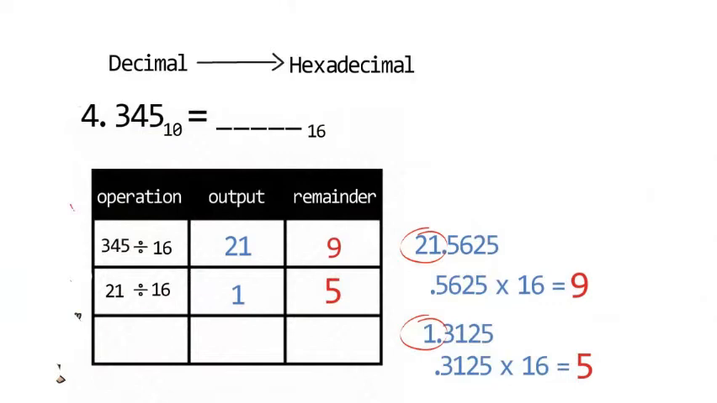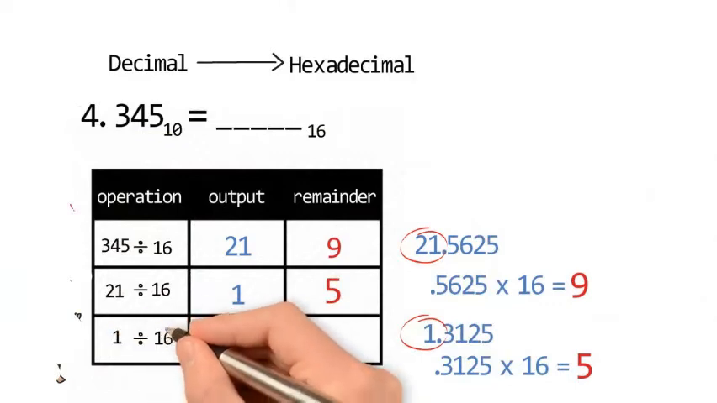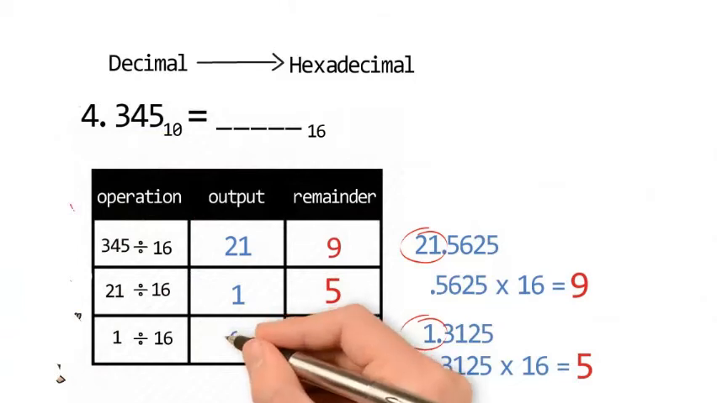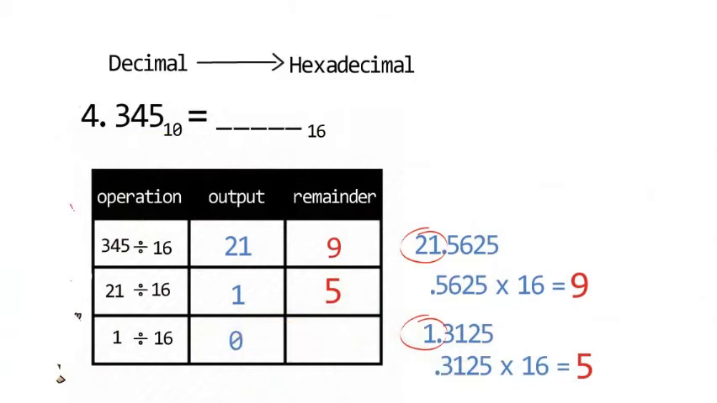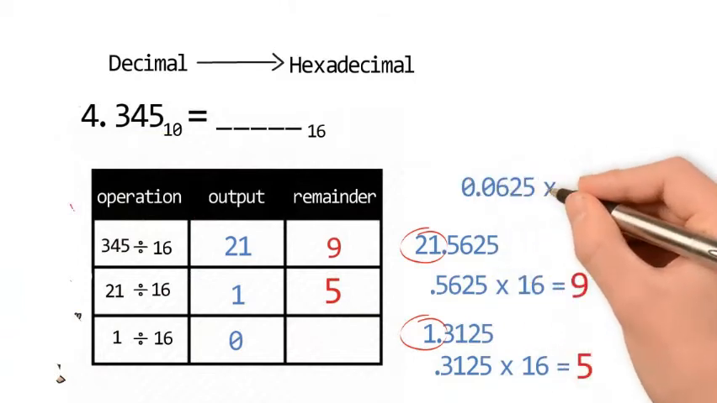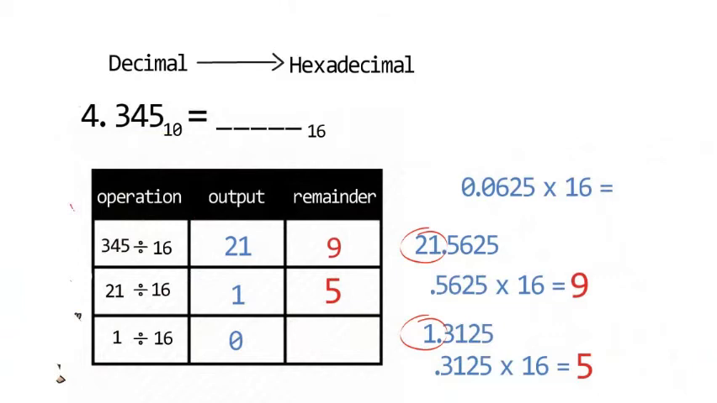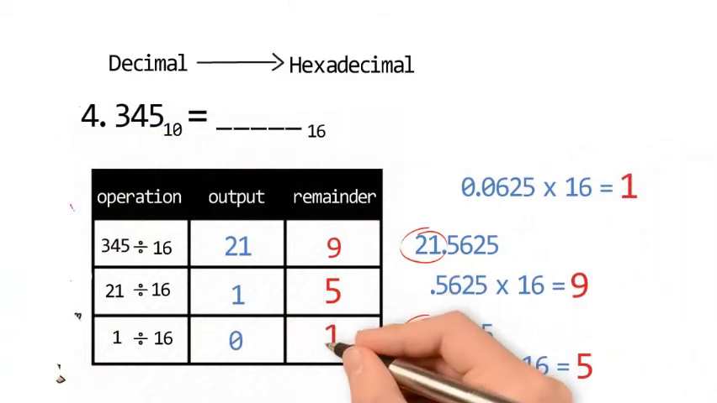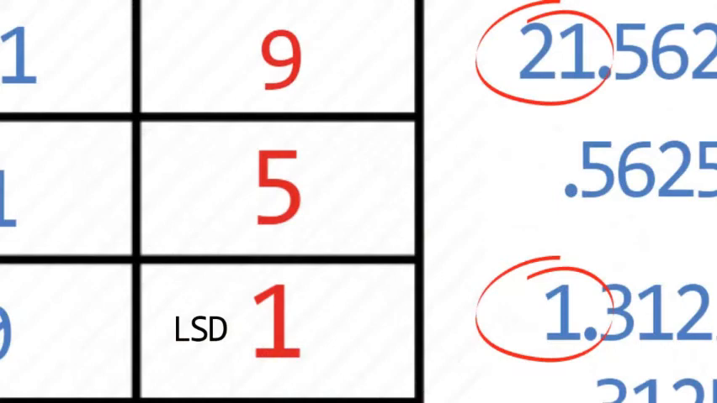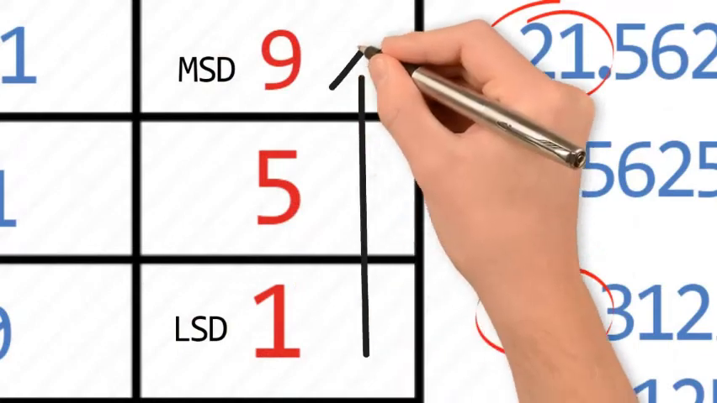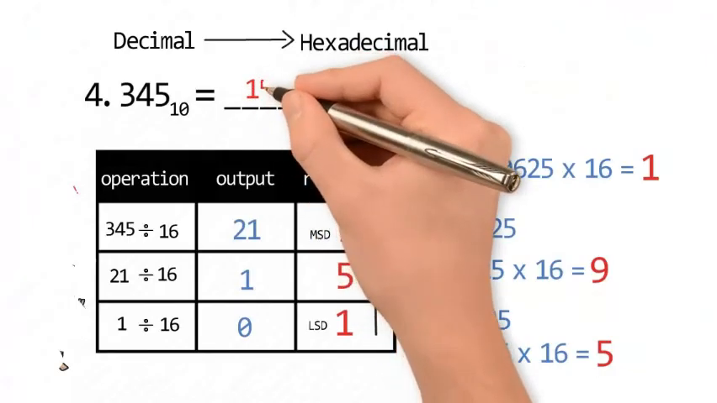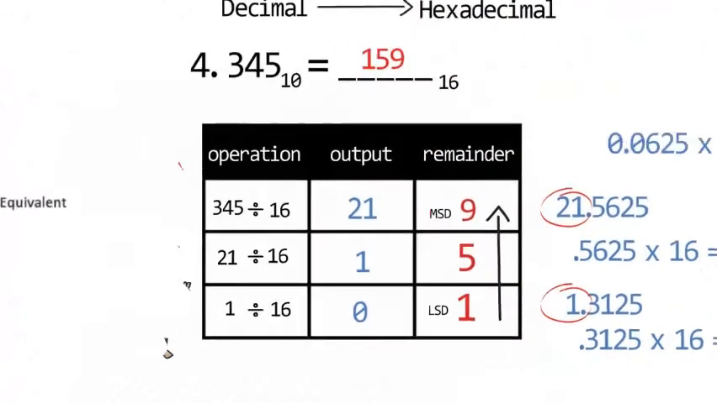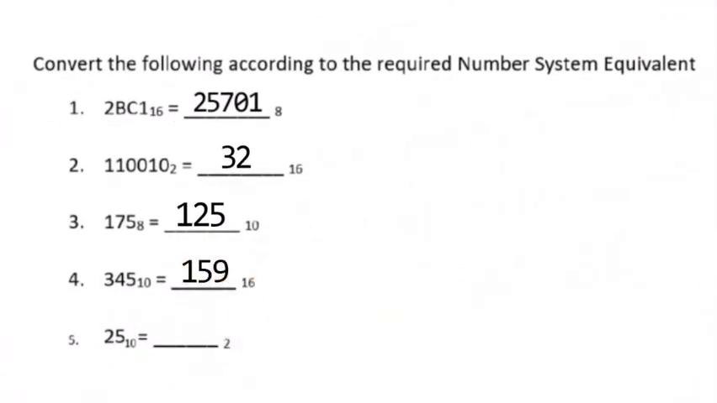So 1 divided by 16 is 0.0625. So now our output is 0. So to get the remainder, we will multiply 0.0625 by 16, and we have 1. So 1 here is the least significant digit, and 9 is the most significant digit. So we will read this from the bottom to top. So that would be 159. So the final answer is 345 base 10 is equal to 159 base 16.